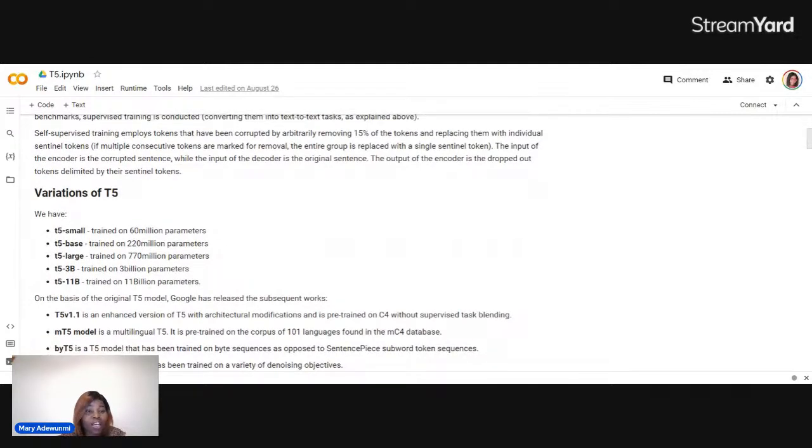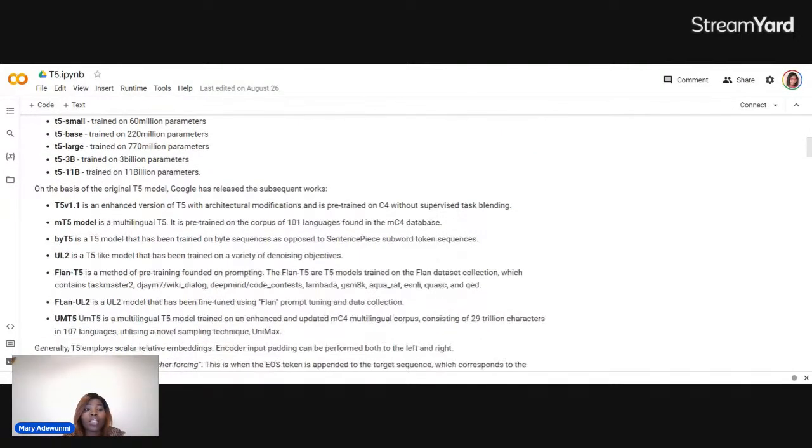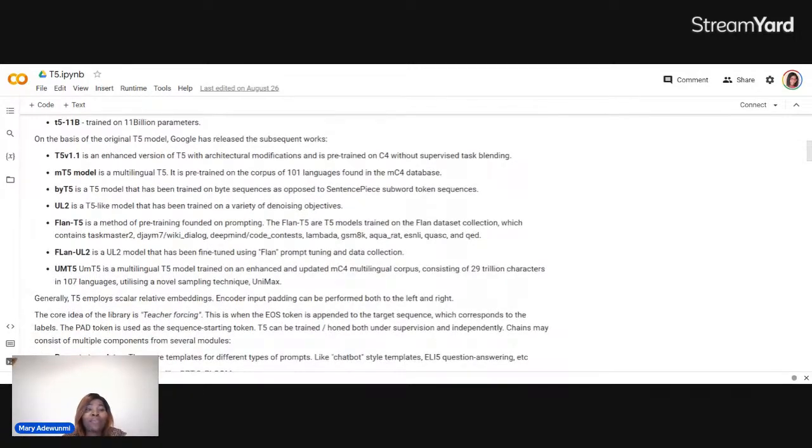Looking at the variations of T5, we have T5 small, which has 60 million parameters. When you're working with this model, you should have an idea of having large datasets, because if you don't have large datasets, it might not work perfectly for you. Then we have T5 base, T5 large, T5 3B, which has 3 billion parameters, and T5 11B, with 11 billion parameters. On the basis of the original T5 model, Google has released other work to push T5 further. So I would say T5 is old.